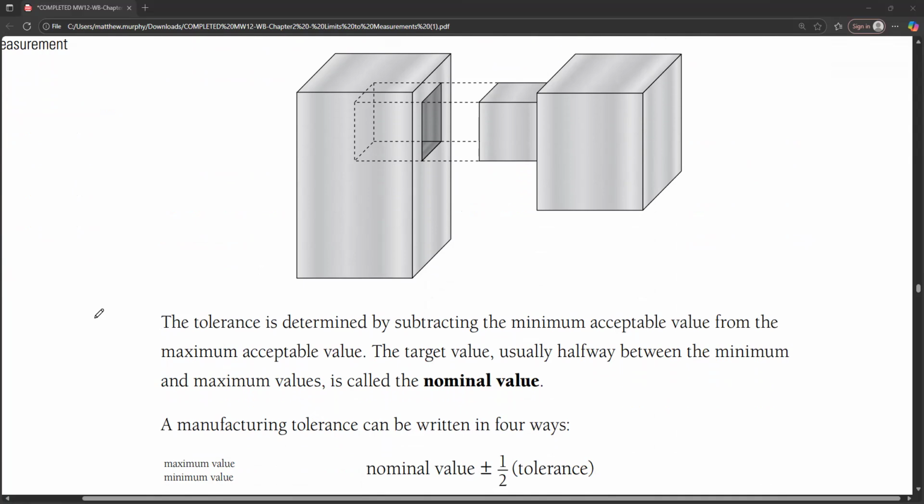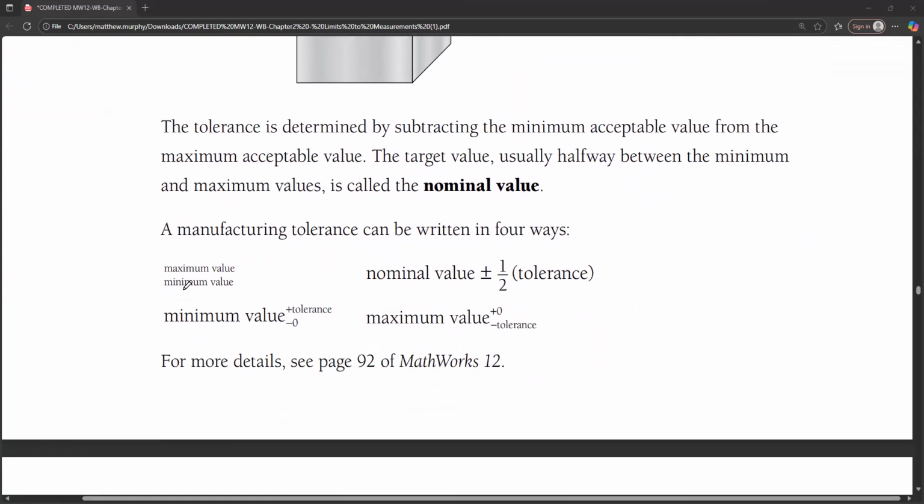So we've already been working with the nominal when you guys were doing measurement plus or minus uncertainty. And manufacturing tolerance can be written in 4 ways. You write the maximum value over top of the minimum. That's first style. Number 2, you write the nominal value plus or minus half the tolerance.